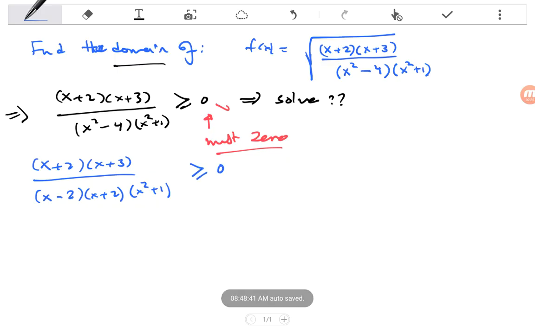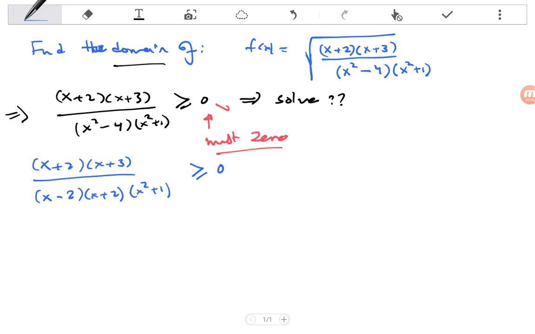Okay? Now I may notice that there is a bracket that can be cancelled from the numerator and denominator. x plus 2 and x plus 2. Should I cancel it or not? No. In finding the domain, we do not cancel or make any simplifications, because making simplifications changes the domain. Okay? So let's solve this inequality.